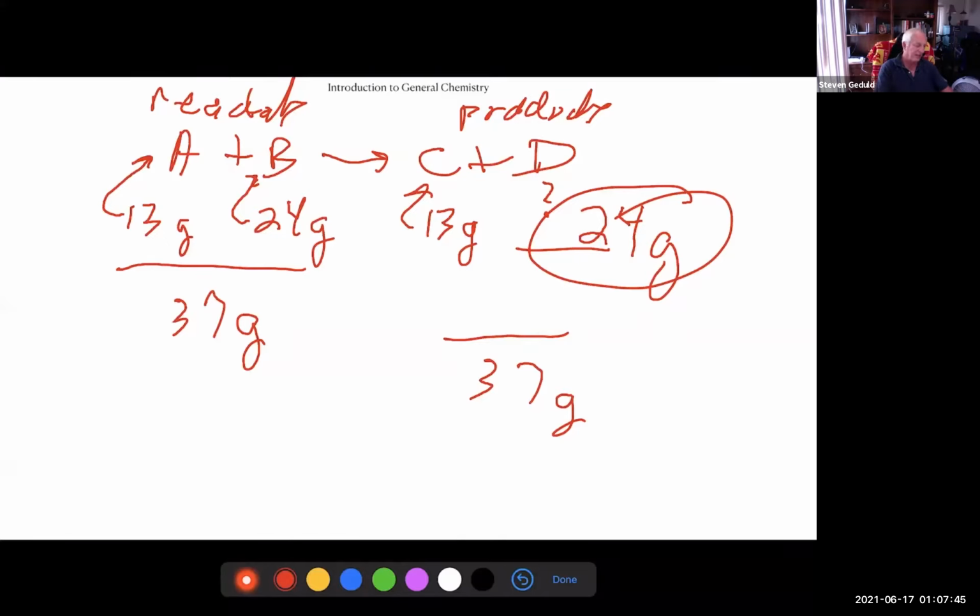So the mass on the left has to equal the mass on the right, which is the same thing for elements. If you have 5 grams of hydrogen on the left, you've got to have 5 grams of hydrogen on the right. You can't change your elements. They have to balance. And we use that law in balancing chemical equations. Later on, I think it's chapter 4 or chapter 5, that we do that. Does that make sense to everybody?